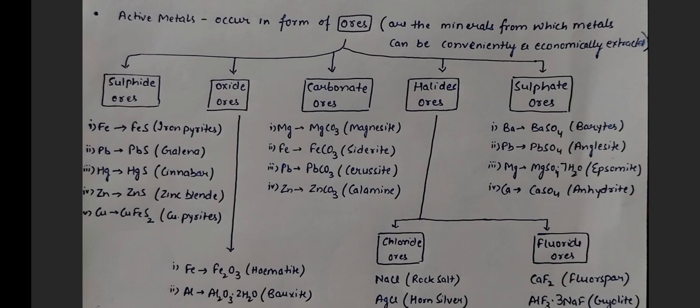Sulfide ores. The sulfide ore of iron is known as iron pyrite. Sulfide ore of Pb is known as galena. Sulfide ore of Hg is known as cinnabar. Sulfide ore of Zn is known as zinc blende. Sulfide ore of copper is known as copper pyrites.